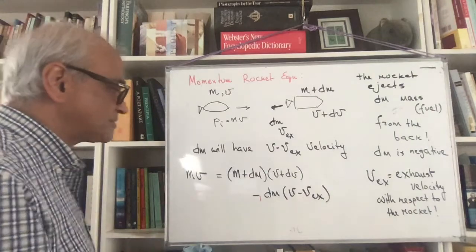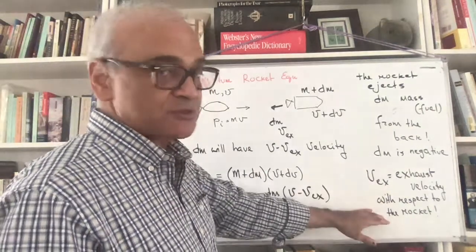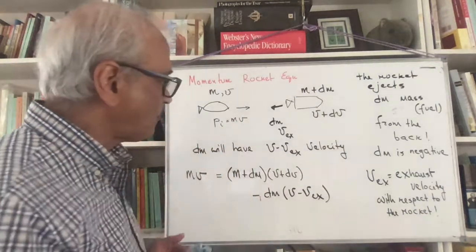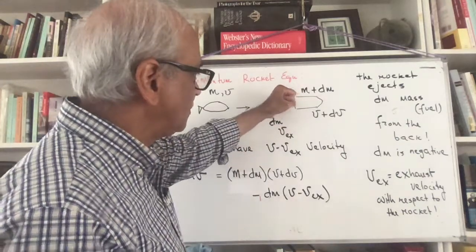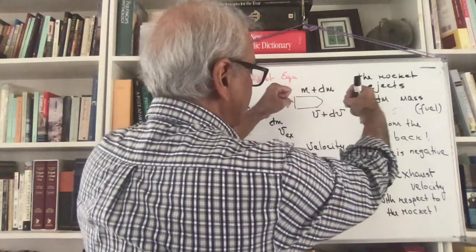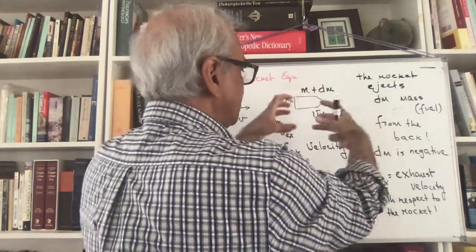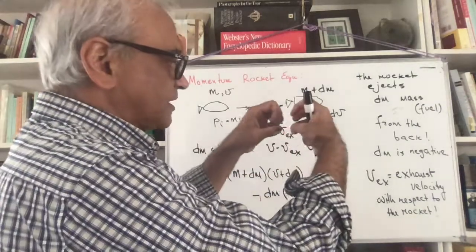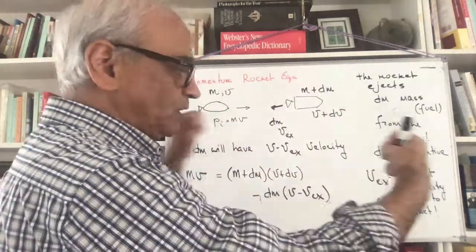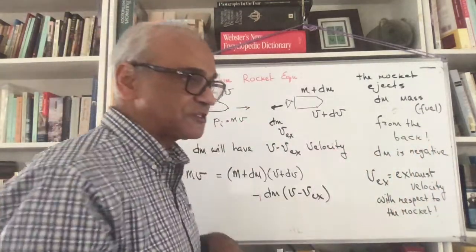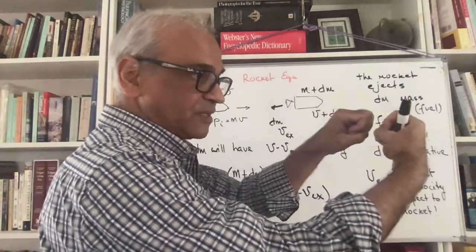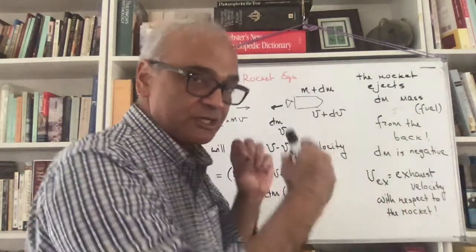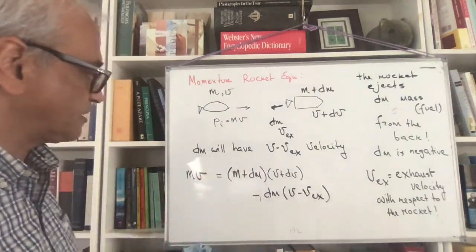Remember that vex is with respect to the rocket, but we need it with respect to the laboratory system, like we are looking at it from our vantage point. Initially this guy will go to the left, but as the rocket velocity increases more and more, this dm with respect to the rocket will move backward, but with respect to us it will be moving together with the rocket to the right-hand side as the velocity of the rocket increases.